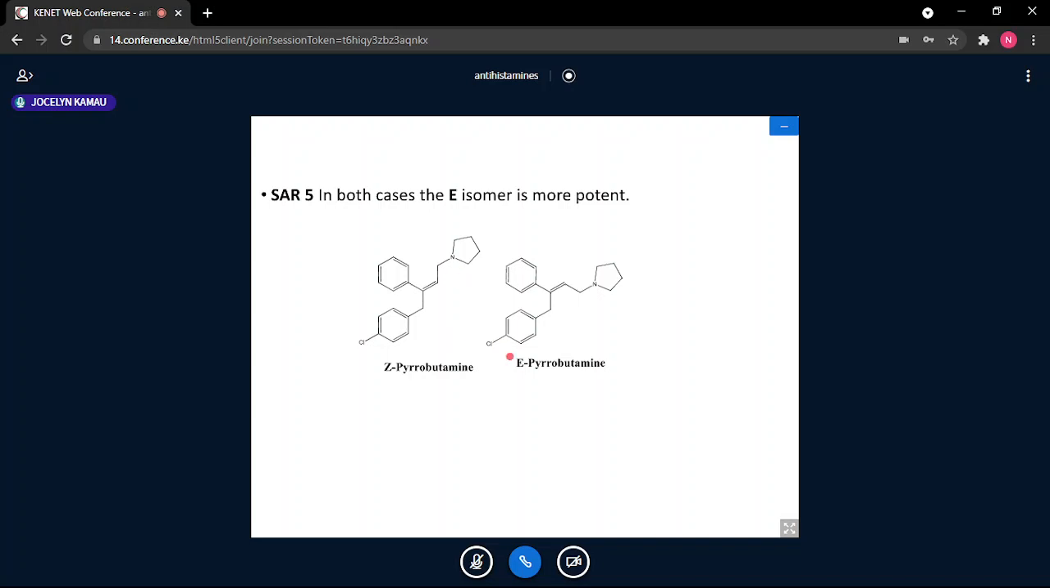Let us also look at the other one. We are saying again, if you look, this is our E. You can see this is a pyrrolidino group. It is also on the same cis side.